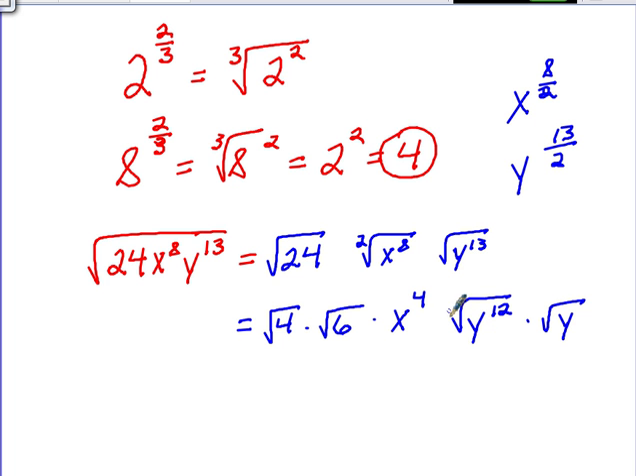Had that been a third root, 12 would have also worked. If it had been a third root, though, you would want to split this into y to the 3rd, y to the 6th, y to the 9th, y to the 12th, a multiple of 3.